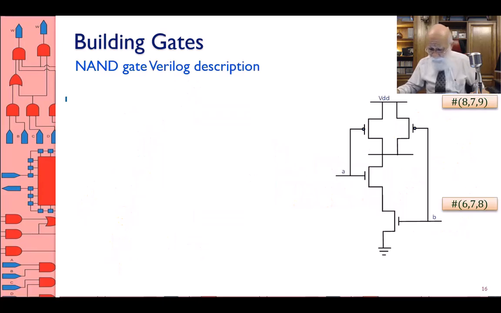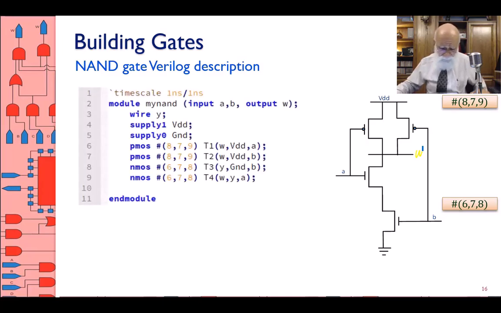And let's do the Verilog description for this. This is that same gate. This is the W output, and not much difference between this and the other one. The inverter, I start with my NAND. I'm calling this my NAND. The A input, the B input, the W output. Okay, W output here.